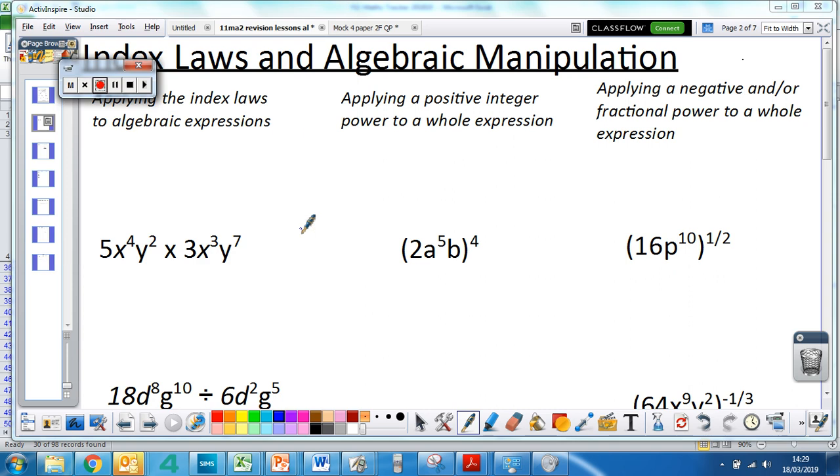Our next topic, moving into the world of algebra this time, we're going to start with the easiest algebra topics that exist on higher and on foundation. So whichever tier of entry you're doing, these 6 topics will be hugely important for you.